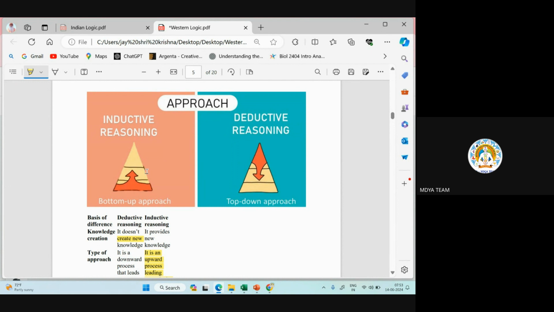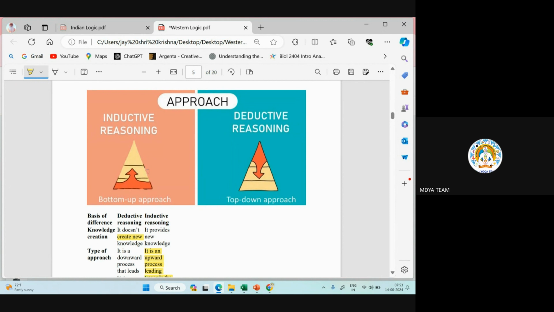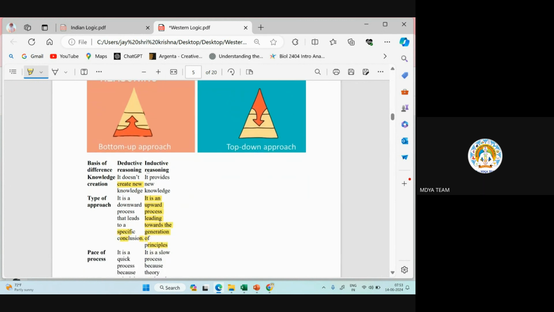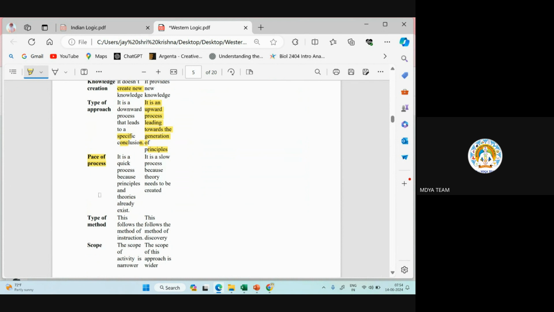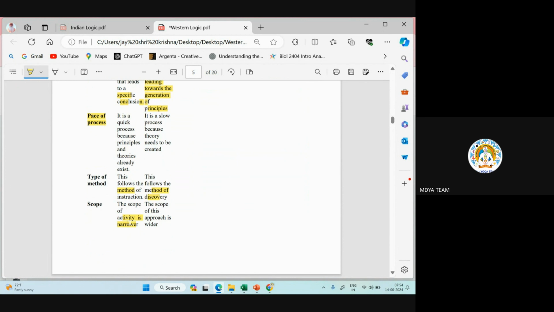You will just go to that person and ask him whether he took your stuff or not. So it's deductive reasoning. Whether your premise was true or not was told to you by the other person. But in inductive reasoning, you need to find the patterns, whether there is a pattern or not in something. So for pace of process, deductive reasoning will be fast and inductive reasoning will be slow. Type of method: this follows the method of instruction, this follows the method of discovery. The scope of deductive is narrower, the scope of this approach is wider.